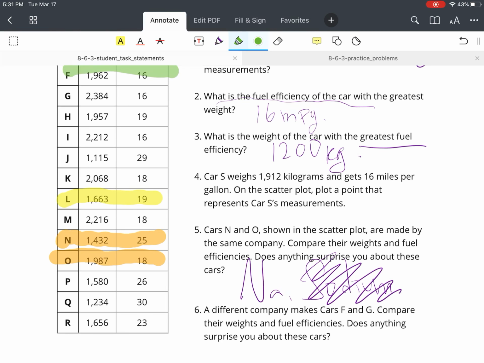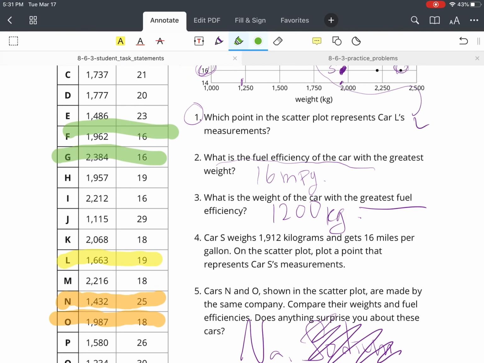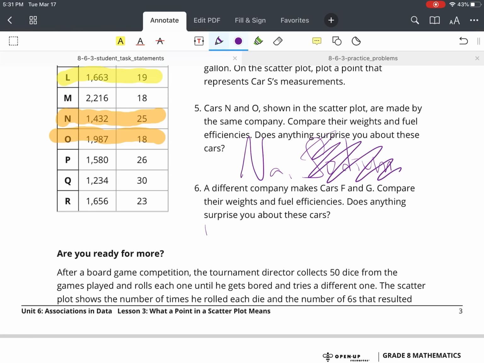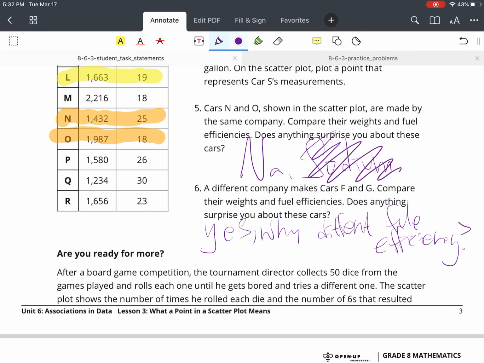F and G. Here's F. And hey, we don't even have to look at the graph. Notice how they're both getting the same fuel efficiency. They're both getting 16 miles per gallon, which is worse than a Hummer. But they also weigh different amounts. Does anything surprise you? Yes. Why different fuel efficiency?